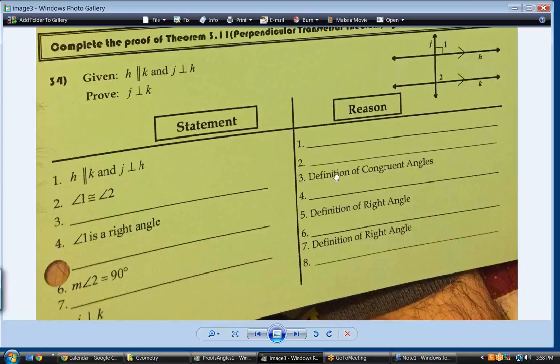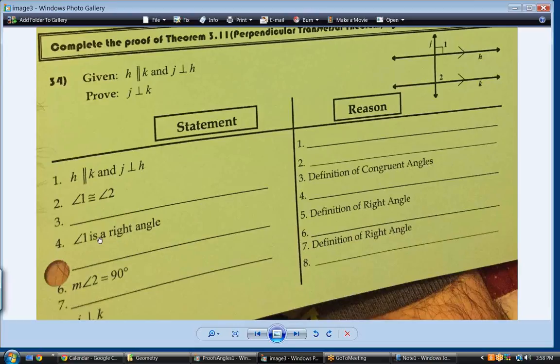And then we can see the reason for number 3 is definition of congruent angles. So what must this statement be? The measure of angle 1 is equal to the measure of angle 2. Angle 2, exactly. That almost seems like a row that's unnecessary, but it isn't. In other words, you have to distinguish between congruency and equalness at some point in geometry. And they just get you.